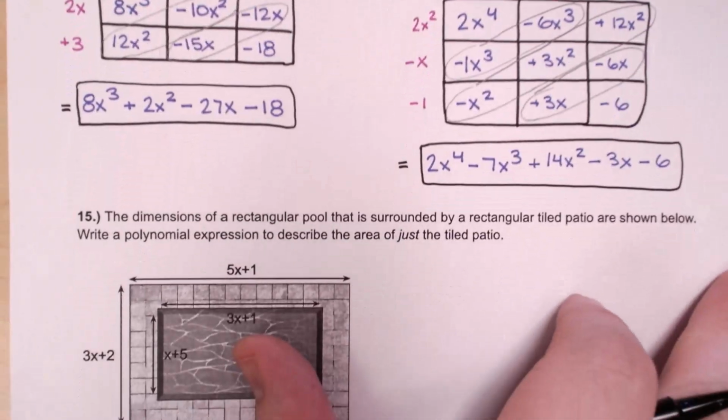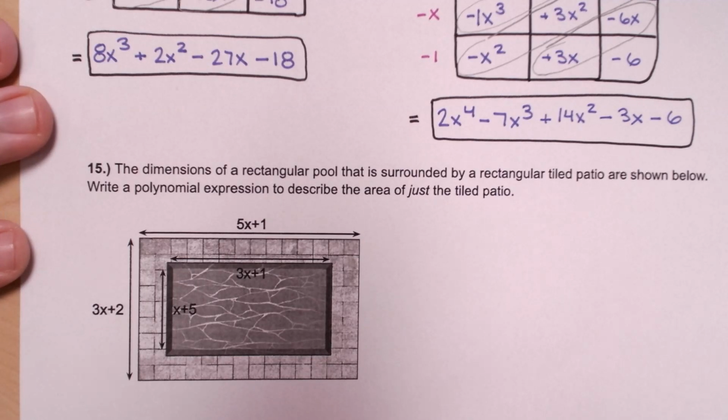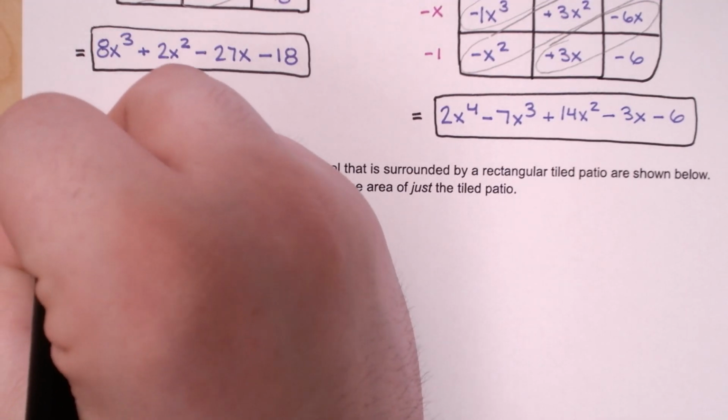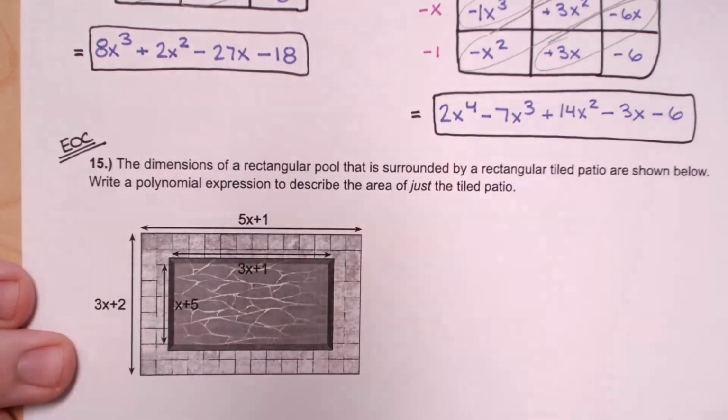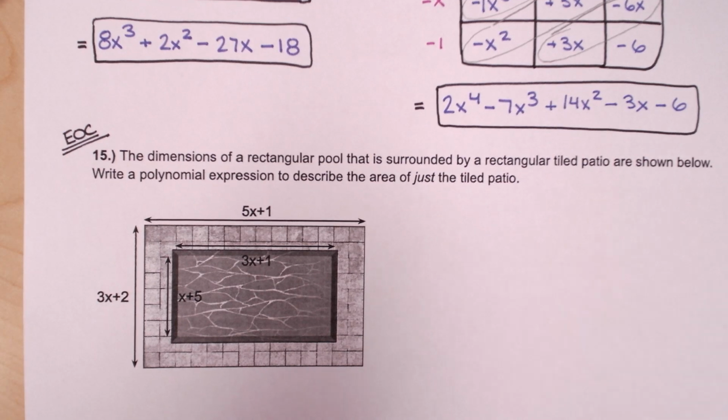I do have one more question for you. And of course it's a word problem. And I want to really star this one because this is an excellent example of an EOC style question. Okay? So, the dimensions of a rectangular pool that is surrounded by a rectangular tiled patio are shown below. Write a polynomial expression to describe the area of just the tiled patio.